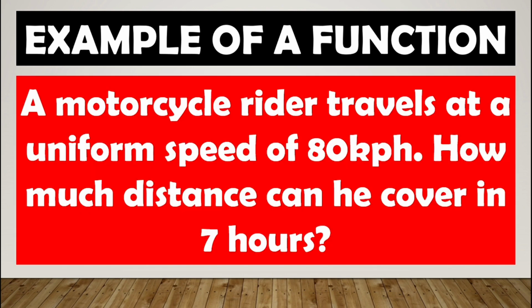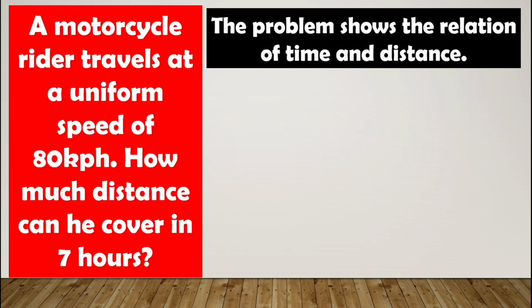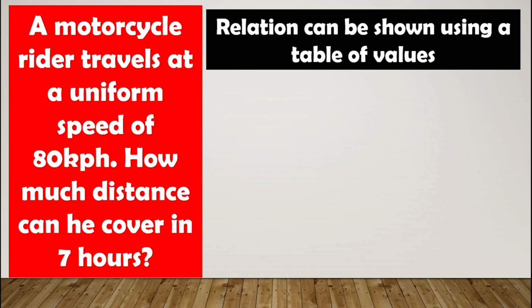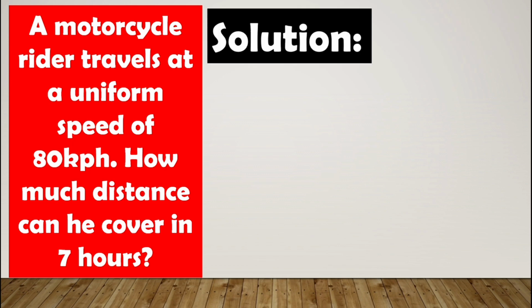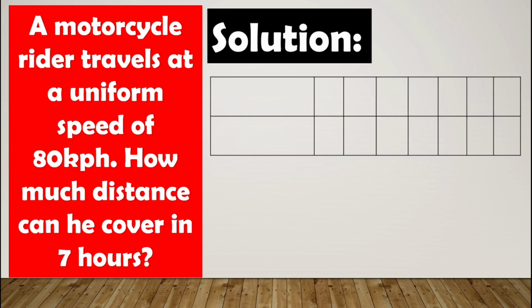Example of a function. A motorcycle rider travels at a uniform speed of 80 kilometers per hour. How much distance can he cover in 7 hours? The problem shows the relation of time and distance. Relation can be shown using a table of values. This will be the solution.